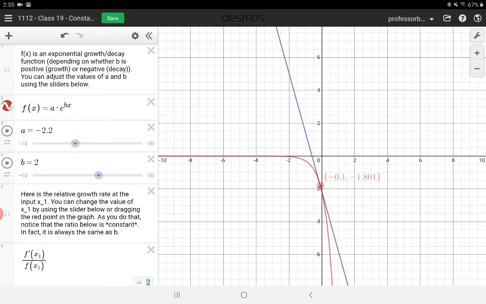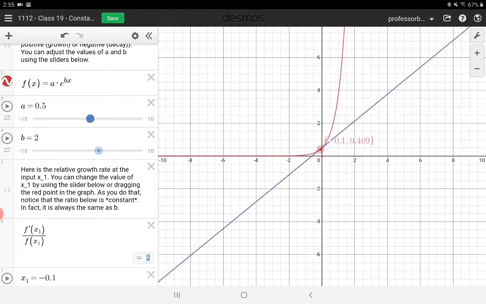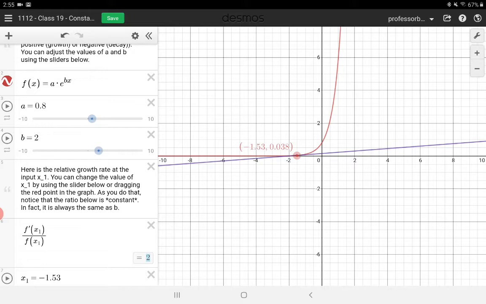But no matter what a is, notice that that's not changing that relative growth rate. It's always the value of b. For any value of a, and for any point on the curve, it's always that value of b.